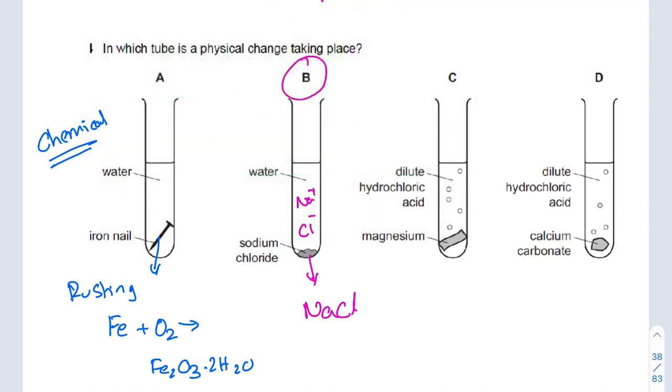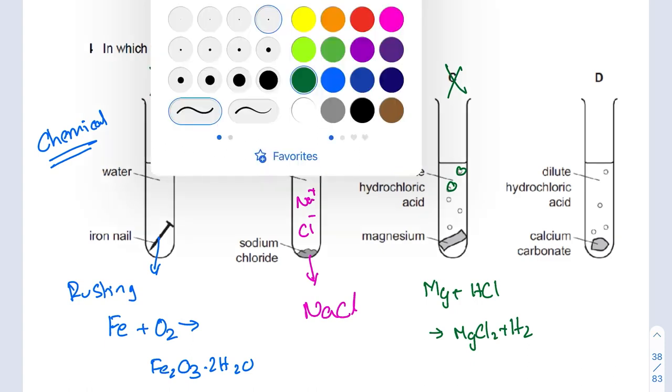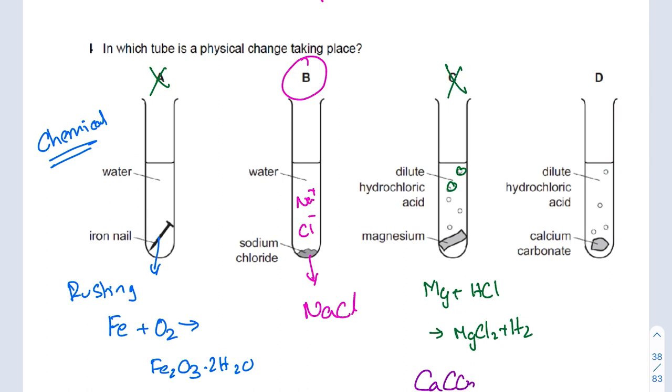C, what is happening? The magnesium strip is reacting with nothing but what? Dilute hydrochloric acid. So we will be forming MgCl2, and the bubbles are nothing but what? Hydrogen gas. So these bubbles are hydrogen gas. So it is a chemical reaction. So A is a chemical reaction, C is a chemical reaction. What about D? D is nothing but what? It's calcium carbonate plus dilute hydrochloric acid, which will be giving me nothing but what? Calcium chloride plus carbon dioxide. So those bubbles are nothing but what? Carbon dioxide. So therefore, this is also going to be a chemical reaction. So only option B is a physical change.